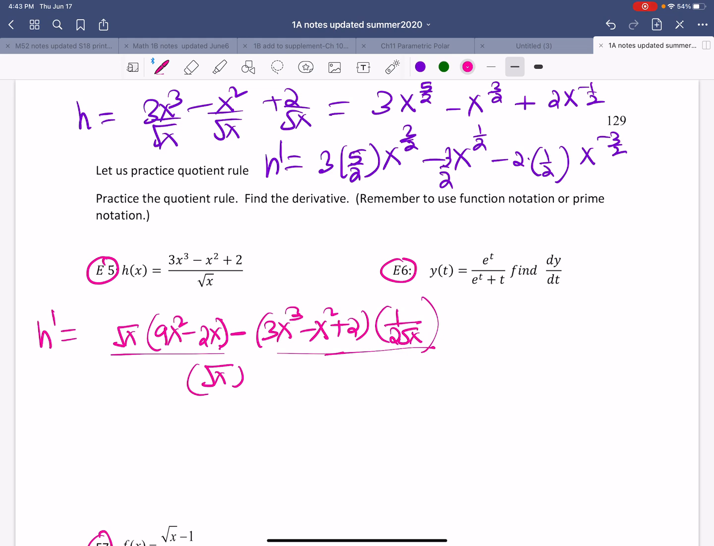So go ahead and distribute, simplify. Your two answers might look very different and they both will be correct. So your answers don't have to look alike depending on the technique you used. They might look different from each other and they might both still be correct.